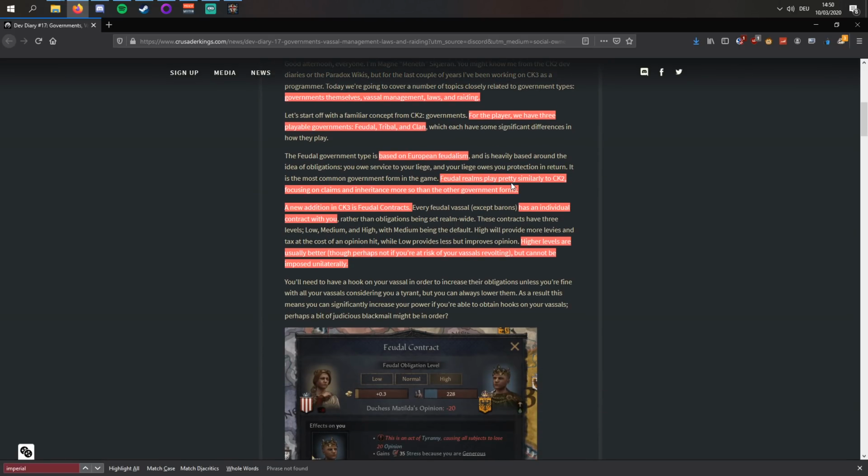So, feudal realms play pretty similarly to CK2, focusing on claims and inheritance more so than the other government forms. A new addition in CK3 is Feudal Contracts. Every feudal vassal, except barons, has an individual contract with you. I am blown away by just how good this is, and I want to show you why this is such a huge change.